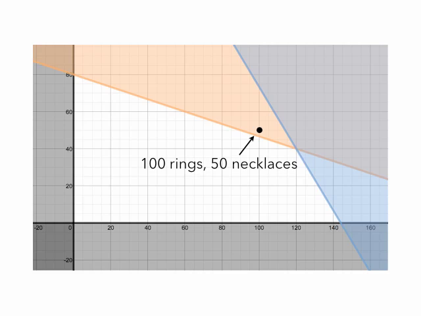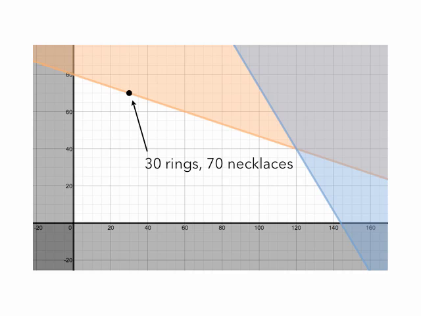What about 100 rings and 50 necklaces? Well, if we go over to 100 and up to 50, we see that that is above that gold line. We are in that orange area where we don't have enough gold to make that many rings and that many necklaces. What about 30 rings and 70 necklaces?